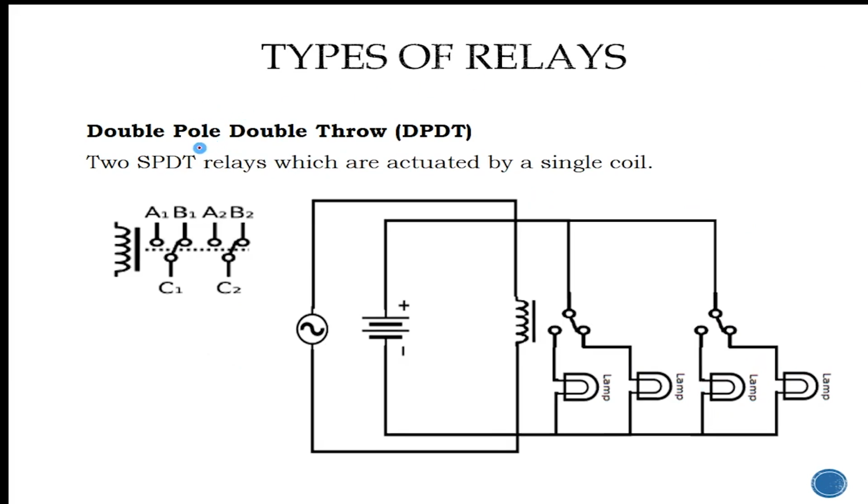Next is double pole double throw. Here you will get two normally open contacts and two normally closed contacts. By using this, you can control four circuits by a single coil.